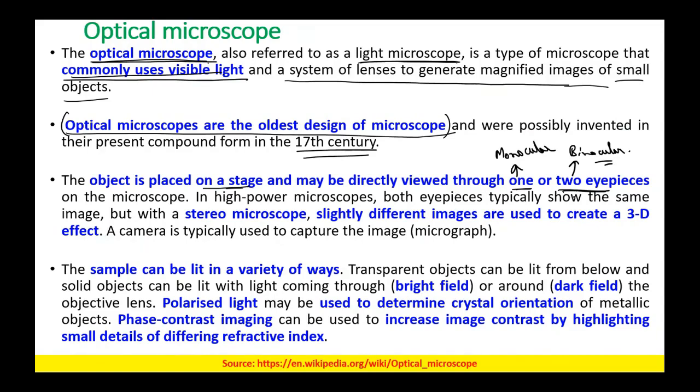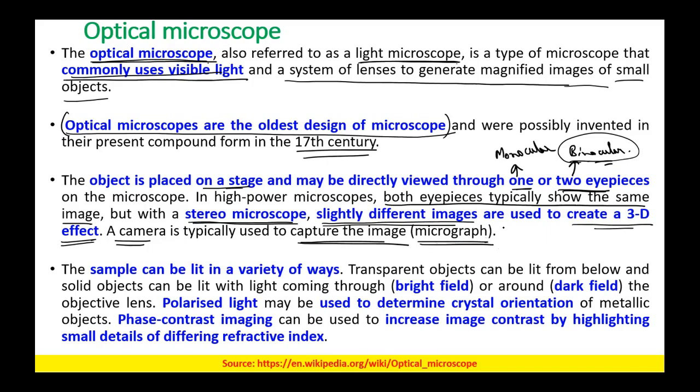If you are using a binocular microscope, both eyepieces typically show the same image. But a stereo microscope, another type of optical microscope, shows slightly different images and is used to create a 3D effect while you are visualizing the images. In the current day world, if you want to analyze or capture the image, we need to use a camera, and the image we capture is regarded as a micrograph. A micrograph is not a graph; it is the image of the microscopic area.